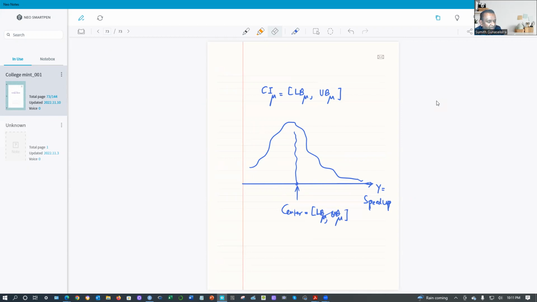The center would not be exactly at mu. We can say it may be between the lower bound and the upper bound. It has been determined just by the sample, whatever we have in our hands, the population from which the observed sample has been extracted.